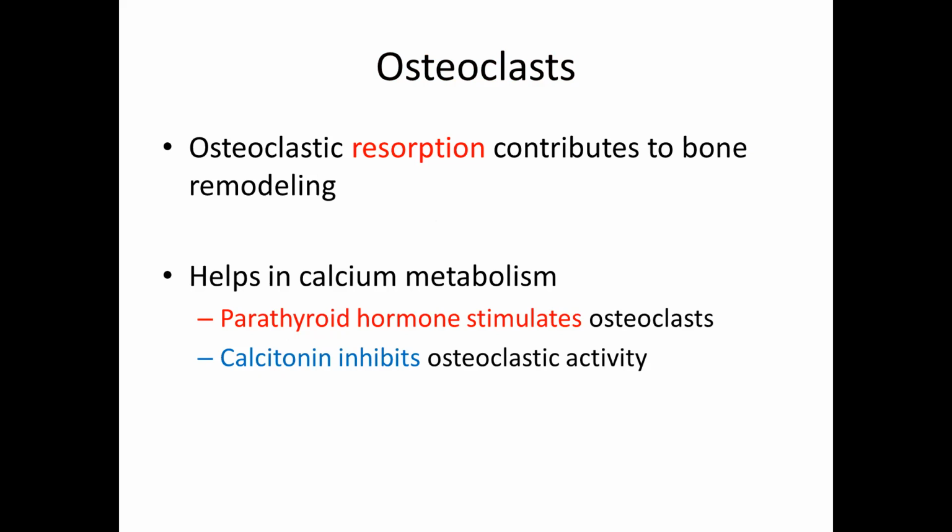Osteoclasts help in calcium metabolism, and parathyroid hormone stimulates the osteoclasts. When osteoclast activity increases, more calcium is released into the bloodstream. Calcitonin, on the other hand, inhibits osteoclastic activity and reduces the calcium that is released into the bloodstream.